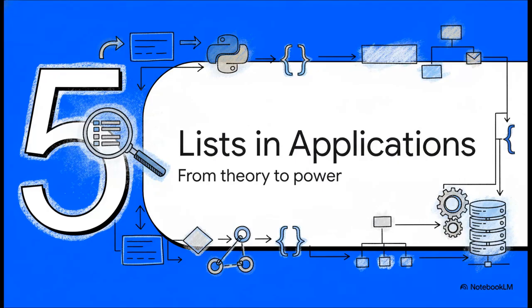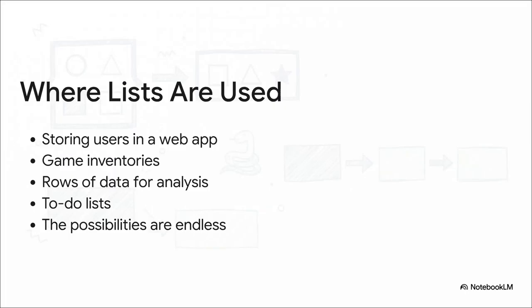All right, that was a lot of the how, but what about the why? We've covered the mechanics, but why does any of this actually matter? Where does this stuff show up in the real world? The truth is, lists are literally everywhere. They're perfect for keeping track of users in a web app, managing a player's inventory in a game, holding rows of data you want to analyze, or even just making a simple to-do list. They are a true cornerstone of programming.